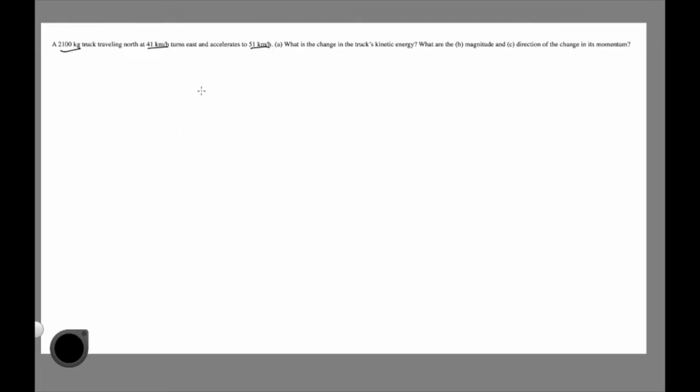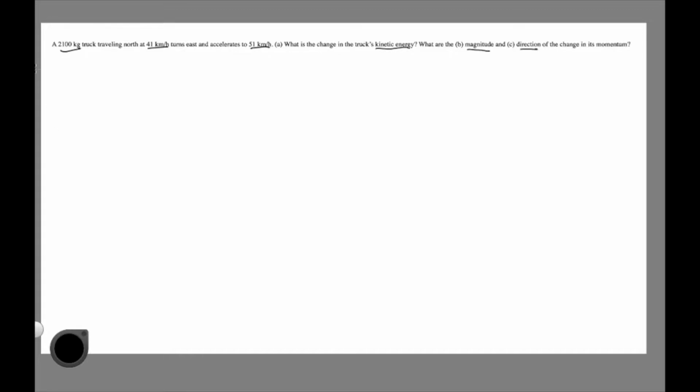So the first thing we want to do is to identify what the problem wants us to find. So the problem wants us to find the kinetic energy, the magnitude, and the direction of the change in its momentum. Now let's write down what the problem gives us and what we have to work with.